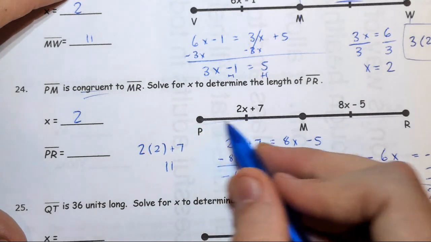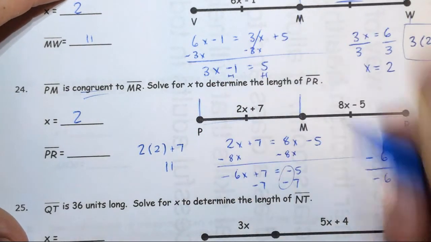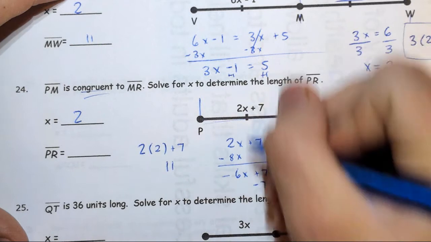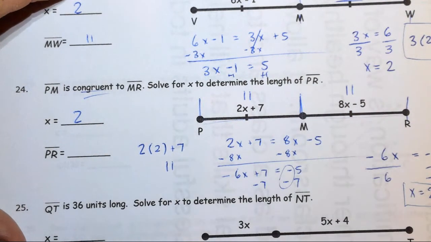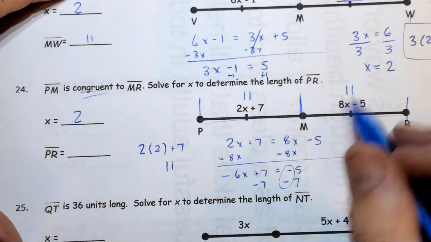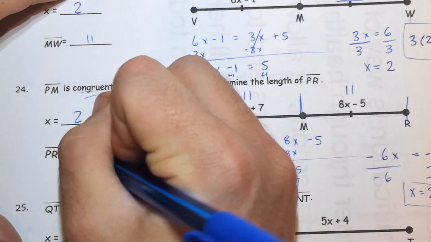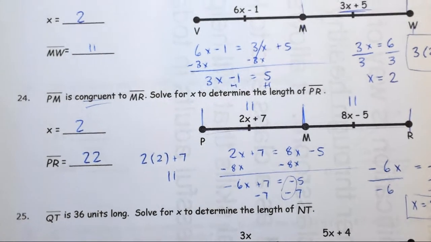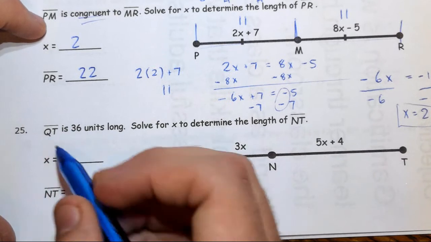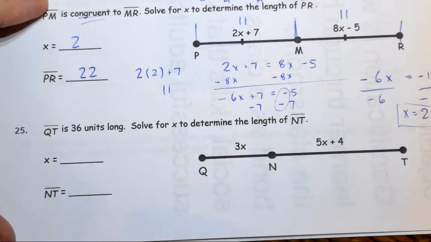And PR is the total. Well, if this is equal to this part over here, this is 11. This also has to be 11. If you plugged a 2 in there, you get 11. And then 11 plus 11, I get 22 as the total distance. So always be careful. Take your time. Look at what it's asking you for. You don't want to just start randomly plugging in numbers and figure out at the end, oops, I solved for the wrong thing.